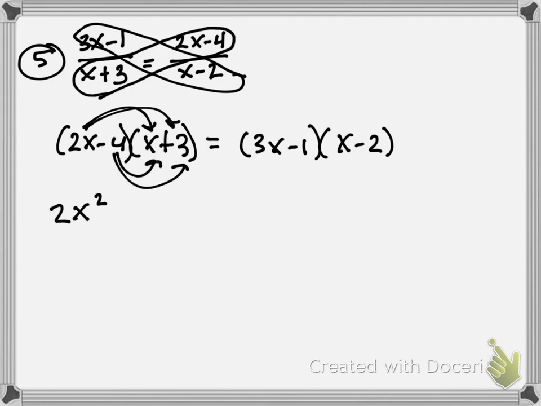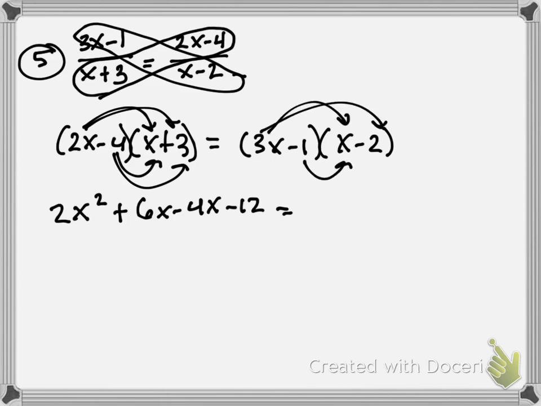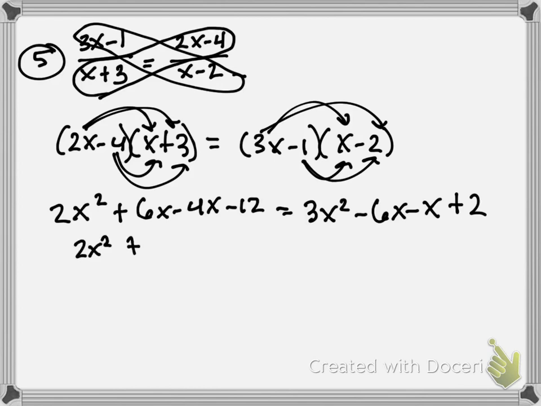2x squared plus 6x minus 4x minus 12. And again, FOIL this one. We should have 3x squared minus 6x minus x plus 2. Watch your signs. All right, I need to combine like terms. So I get 2x squared plus 2x minus 12 equals 3x squared minus 5x plus, nope, it's not 12, plus 2.